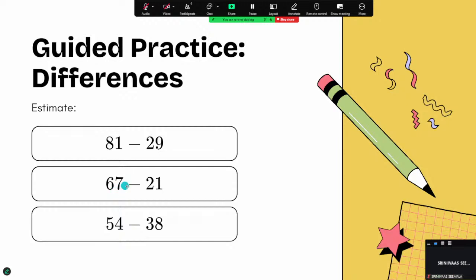Next we have 67 minus 21. So first we round 67. So 67 has to be rounded up, so it becomes 70. Minus 21, which since 1 is less than 4, we have to round down, so it becomes 20. So 70 minus 20 is equal to 50.